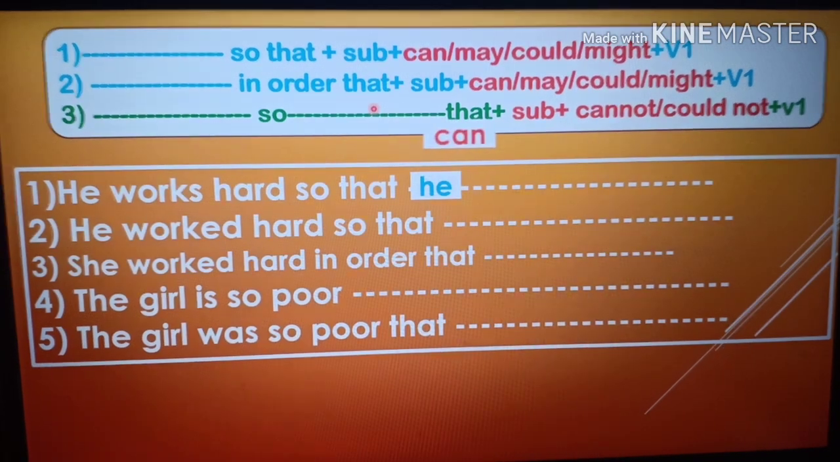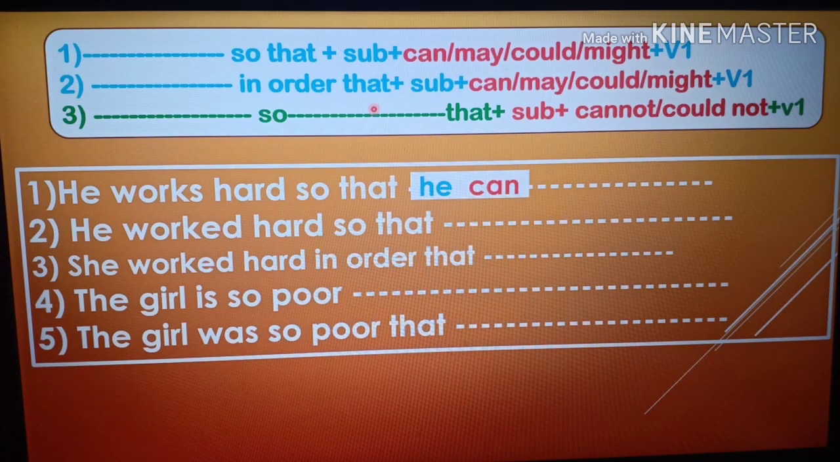Anyone we can like. So that he can. He works hard so that, this is the target or mission or objective. He works hard so that he can shine in life. So, according to the structure, subject plus can, may, could or might, we have used here can. Okay. Now, second one, he worked hard so that.